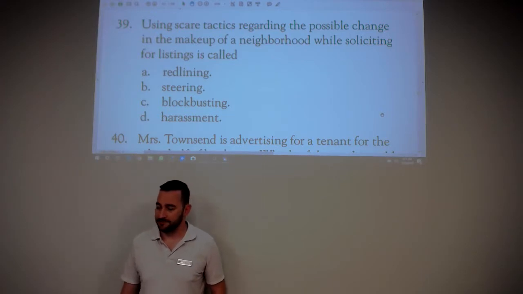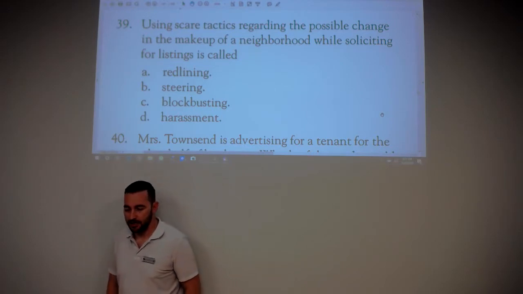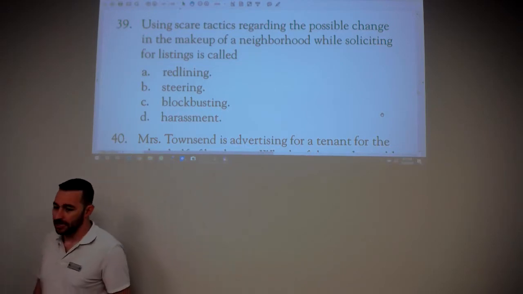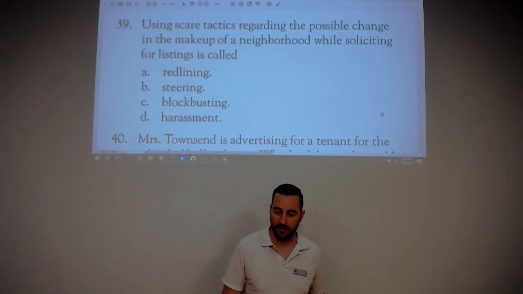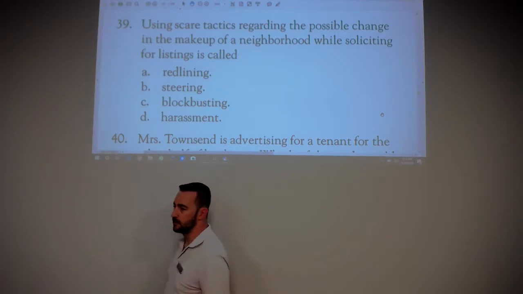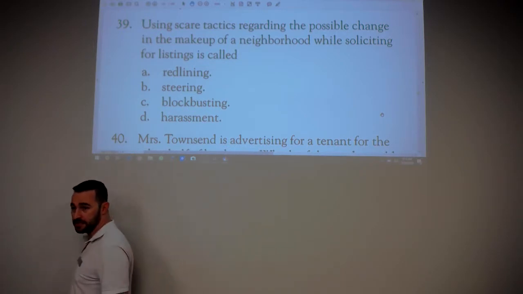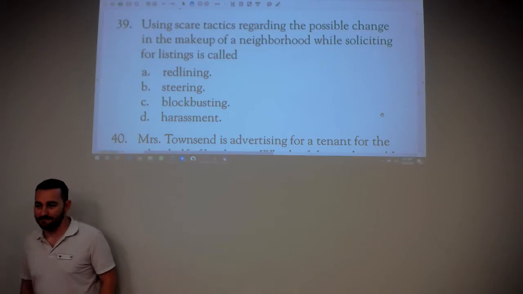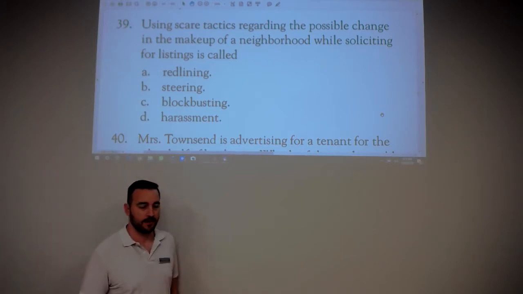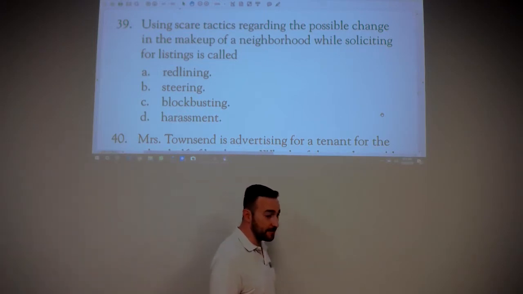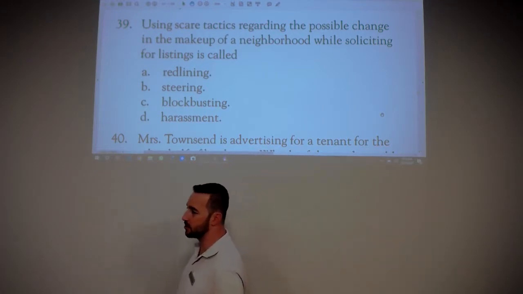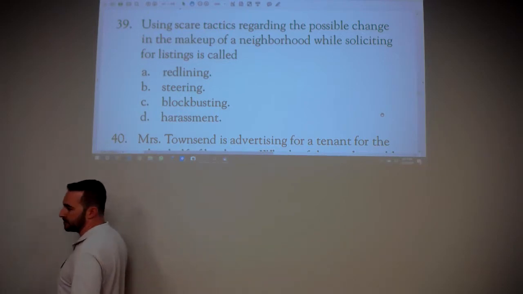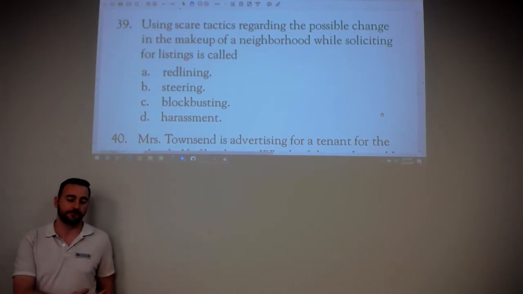Using scare tactics regarding the possible change in the makeup of the neighborhood while soliciting for listings is called A, redlining, B, steering, C, blockbusting, or D, harassment. C. Who says A? B, C, D. All right. For those that said C, blockbusting, that is panic peddling or scaring people into selling their homes because of the change in the neighborhood, because a minority group is moving into the neighborhood.